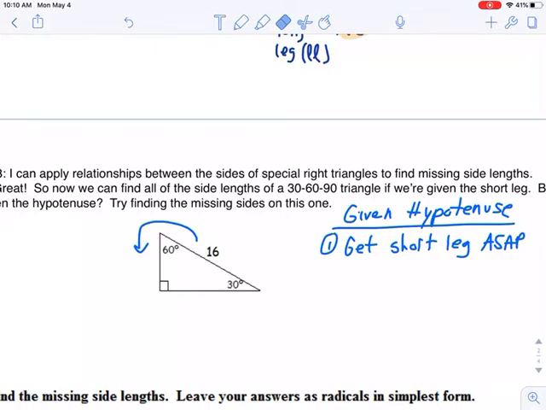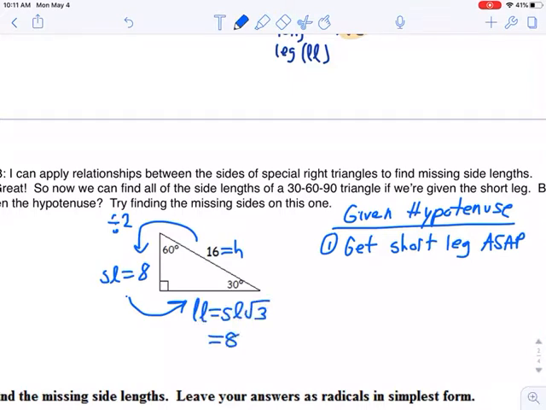So let's just reverse our thinking. Usually, to go from short leg to hypotenuse, we double it. Now we're just going to divide by 2. So the hypotenuse was 16, the short leg is 8. And I could use the Pythagorean theorem, I could use brute force, but we already talked about the rules, that the long leg equals the short leg times radical 3, so just 8 radical 3. So that's it.